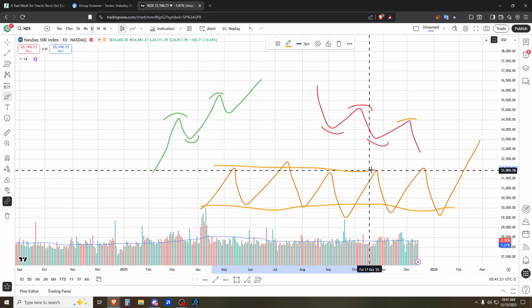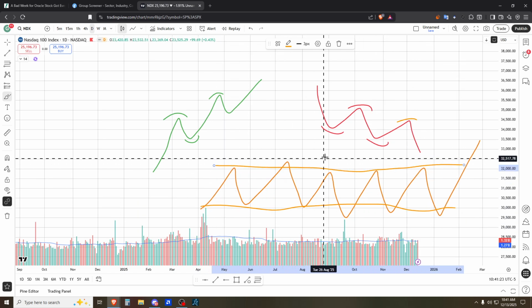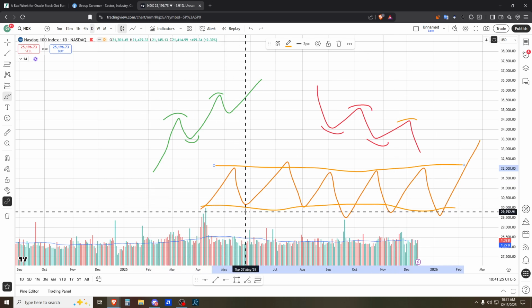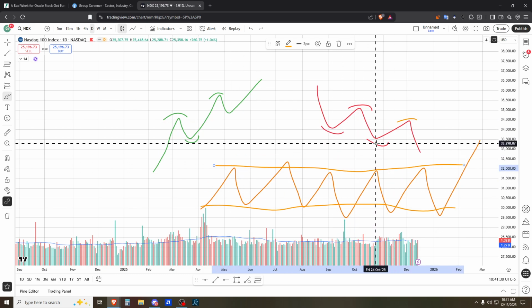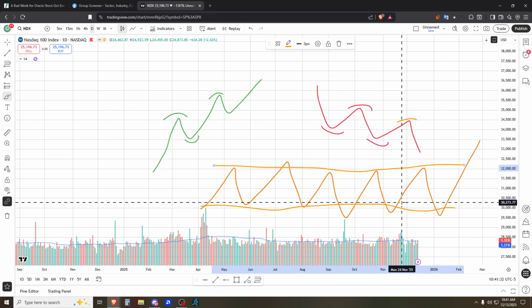And then consolidation, as you can see, it's flat. It's in range. This is what you call in range. It goes up and down. It's no trend. There's no higher high and no lower low.